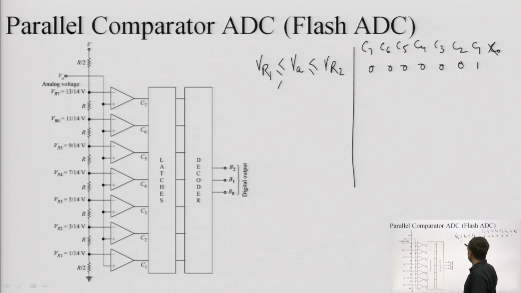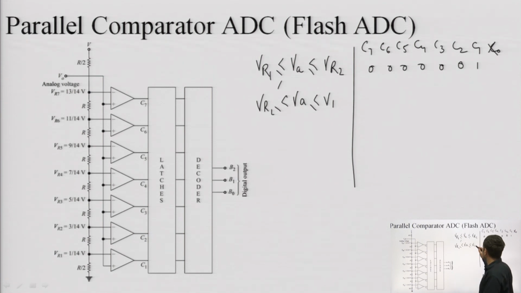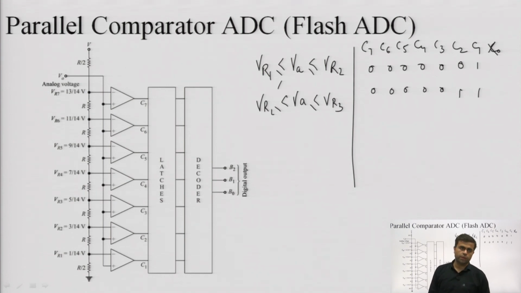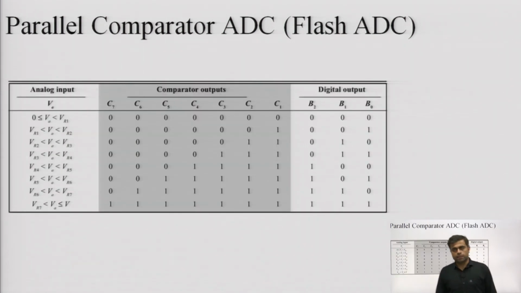Similarly, for the second case, if VA is greater than or equal to VR2 but less than VR3, that means C1 and C2 will be giving me high outputs, but C3, C4, C5, C6, C7, all these will be giving me 0 outputs. So from that point of view, if you prepare this table, we will be getting something like this.